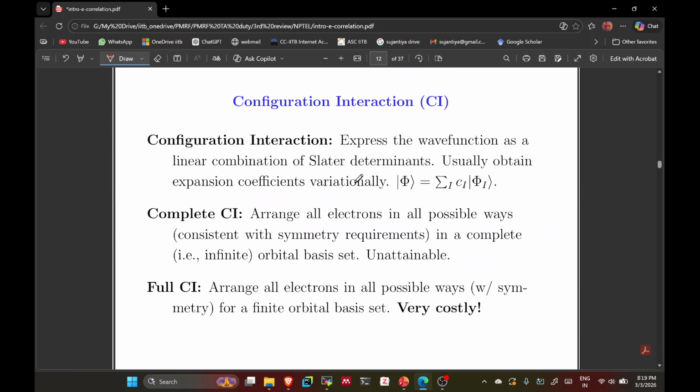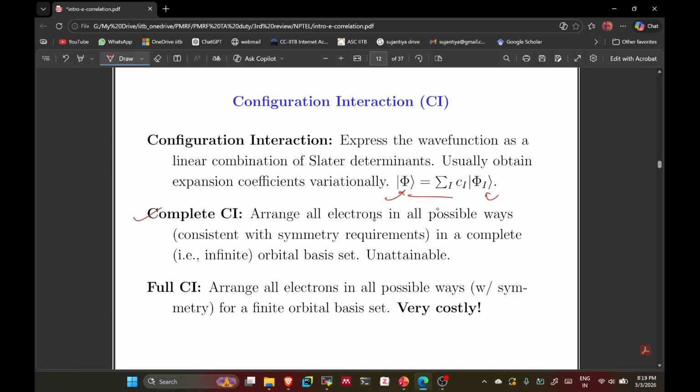Configuration interaction expresses the wave function as a linear combination of Slater determinants, right? Usually the expansion coefficients are obtained variationally. These c_i phi_i, the phi_i's, are basically your different Slater determinants: Hartree-Fock, singles, doubles, and all that. One of the questions I already mentioned previously, we'll come to that.